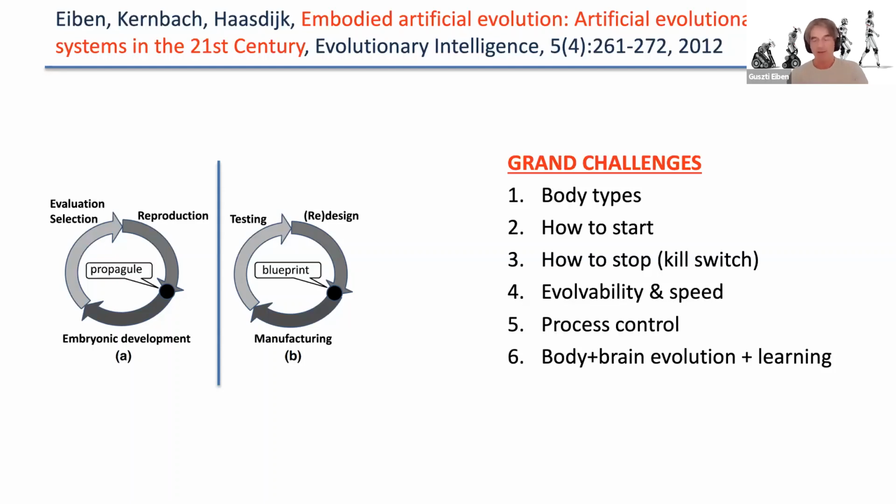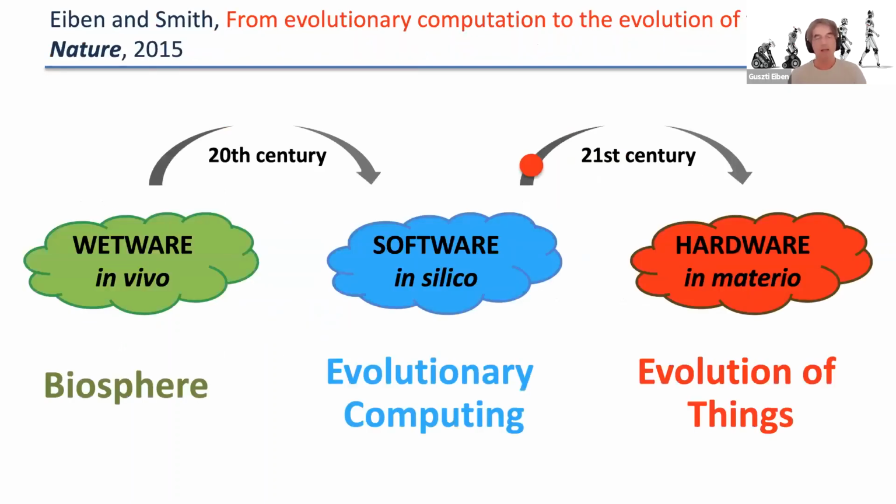And finally, a very specific subject mentioned already in 2012. Now it's becoming more and more prominent. It is the co-optimization or co-evolution of body and brain, in particular using learning for it. And if you put this all together, you get a big picture. This is a very big picture, overarching 2 centuries, about the notion of evolution.